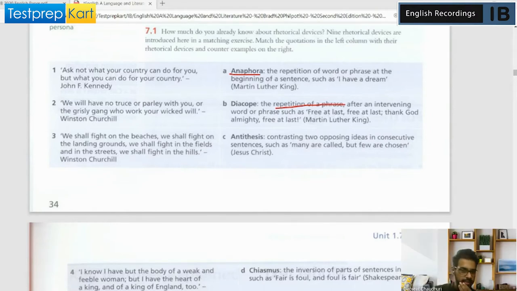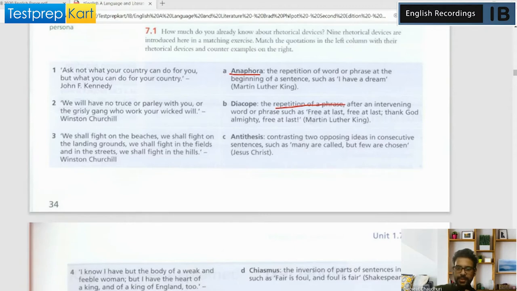So we shall fight on the beaches. We shall fight on the landing grounds. We shall fight in the fields and in the streets. We shall fight in the hills. Excuse me, Winston Churchill.